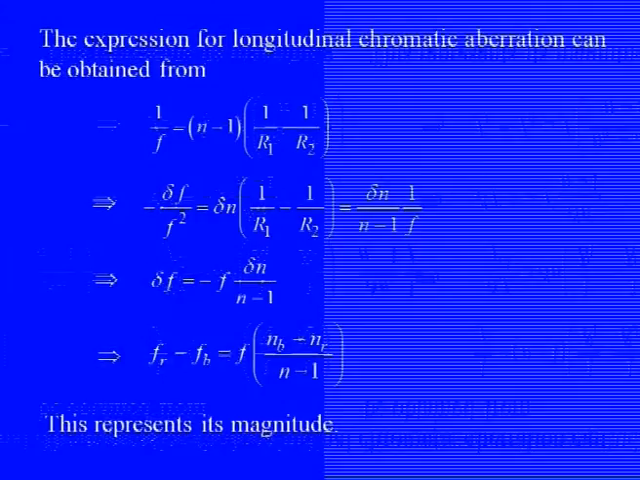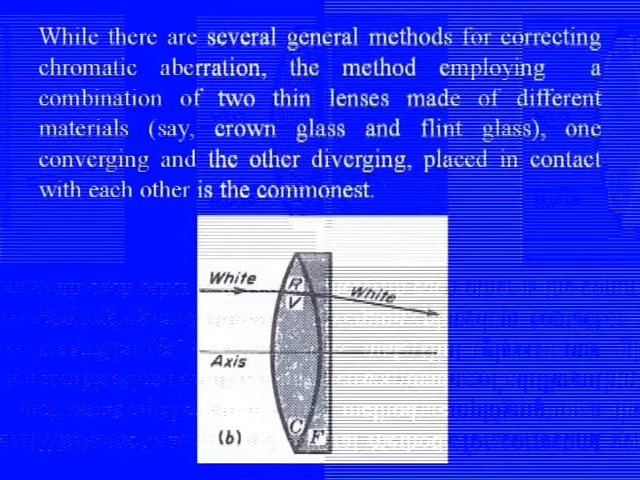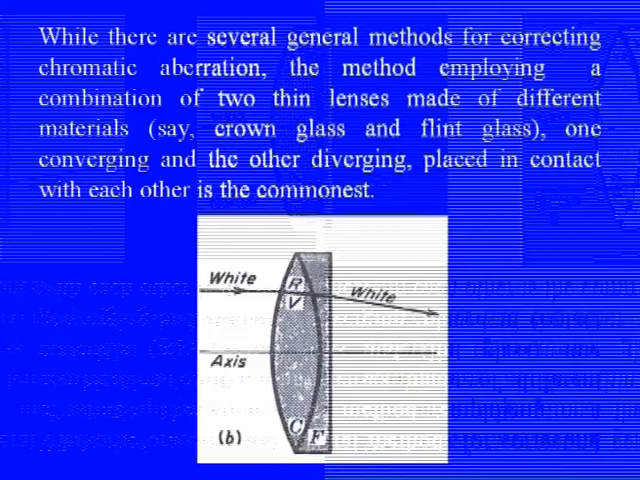So, this means the difference between the focal lengths for red and blue, f_r minus f_b, is equal to f times delta n, meaning refractive index for blue minus refractive index for red, divided by n minus 1. So, now let us look at possible methods to make an achromatic combination, at least to minimize chromatic aberration or to try to eliminate it.